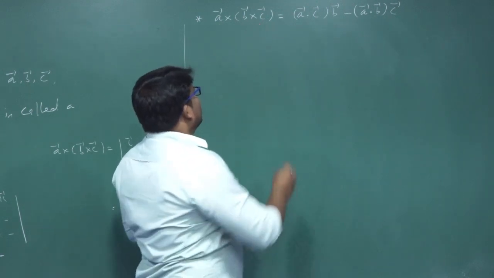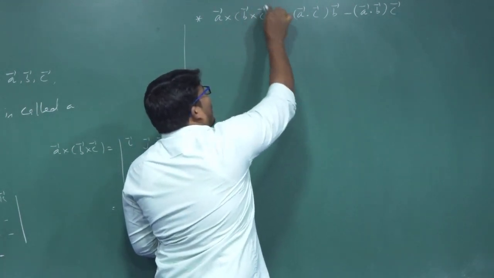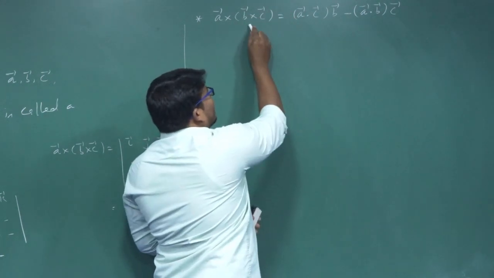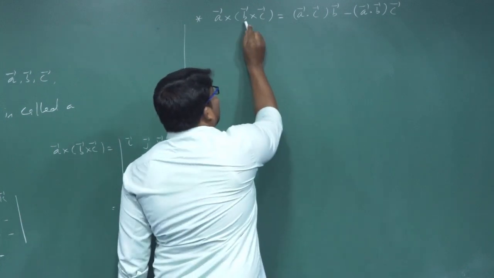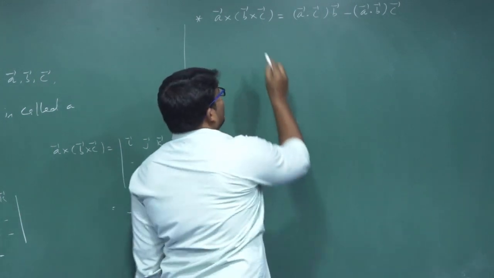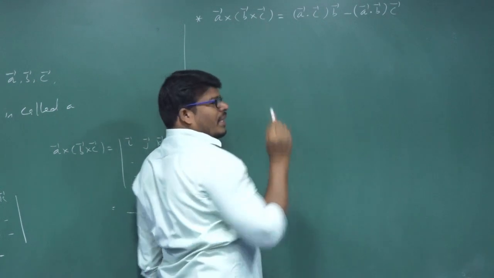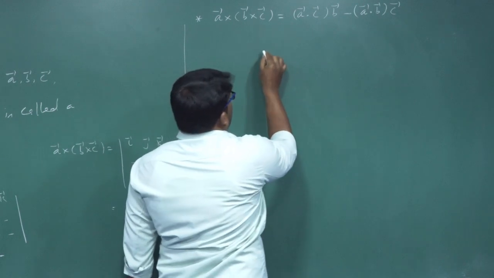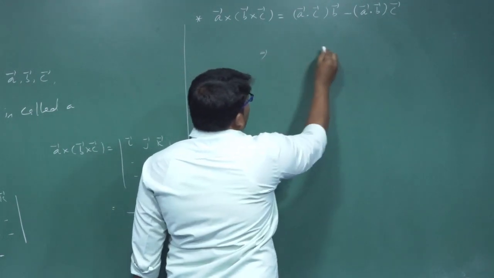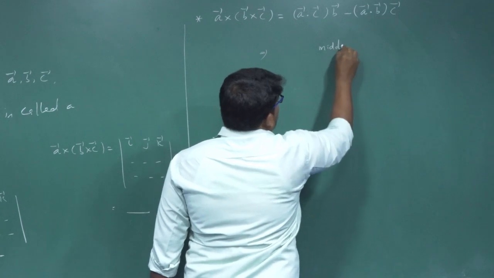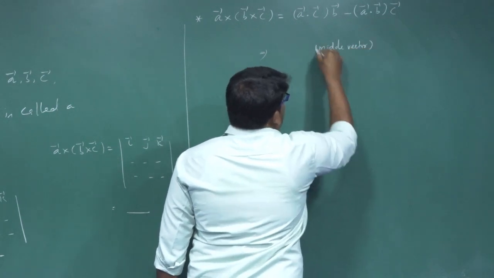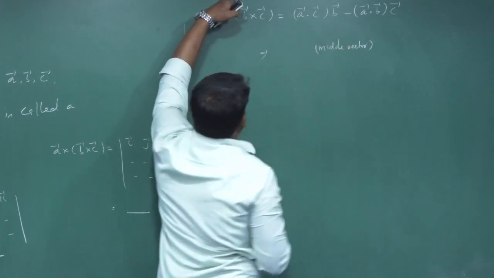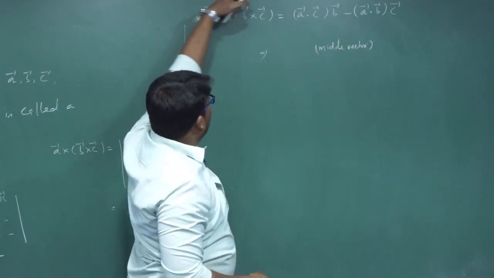How to find the expansion: consider the vectors in the bracket, B vector cross C vector. B vector is the middle vector and C vector is the non-middle vector. This implies B vector is the middle vector. The next term is A dot C.